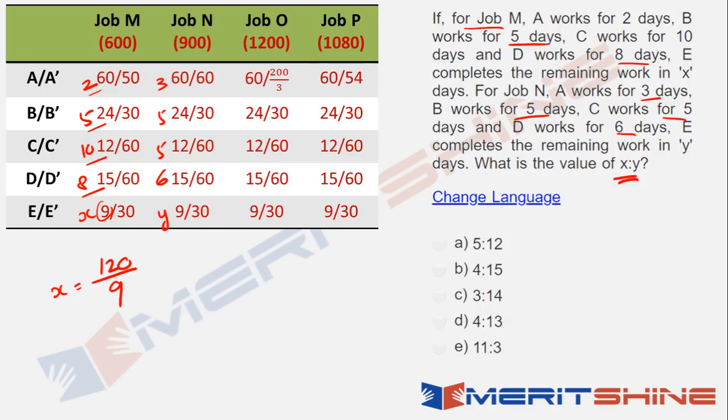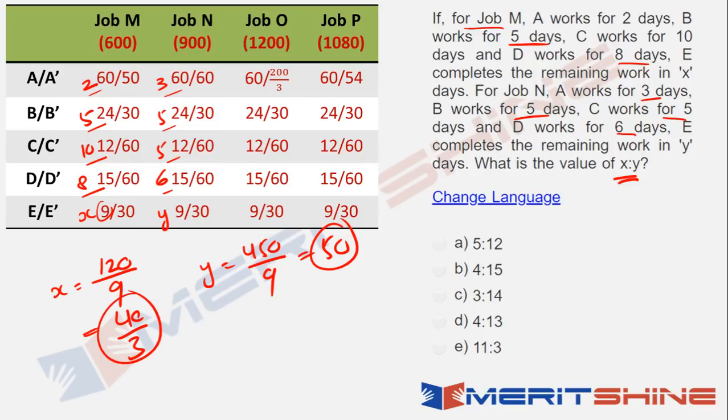Likewise do it here. This is 3 into 60, 180, 5 into 24, it's 120, 300, 360 plus 90. So this is 450 units. 3 into 60, this much, this and this. 480 units and the total 450 units, and the total job is 900. So 900 minus 450 would be 450 left. So what would be the value of y? 450 divided by 9, which is nothing but 50. So the value of X is 120 by 9, which is 40 by 3. And y is 50.